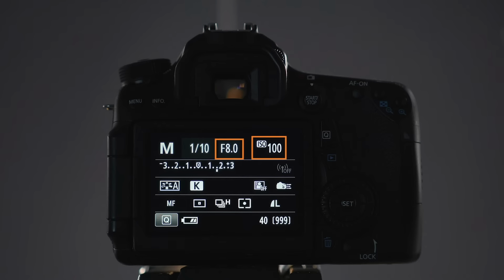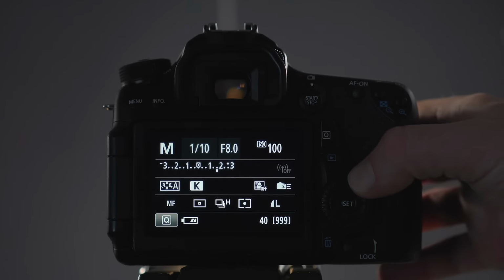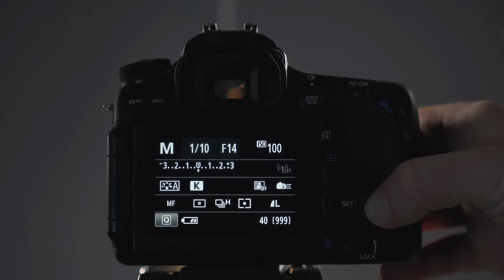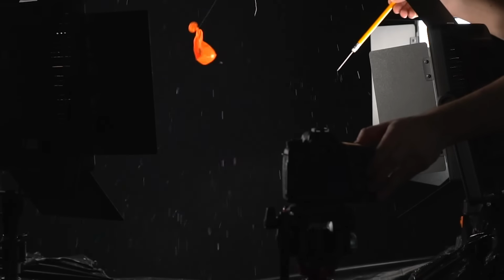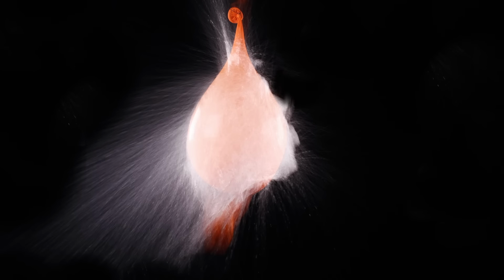In this example, as we are unable to reduce the ISO because it is already at its lowest value, we will increase the f-stop. Increasing the f-stop allows us to correctly expose the image. Now the image is correctly exposed and contains motion blur.